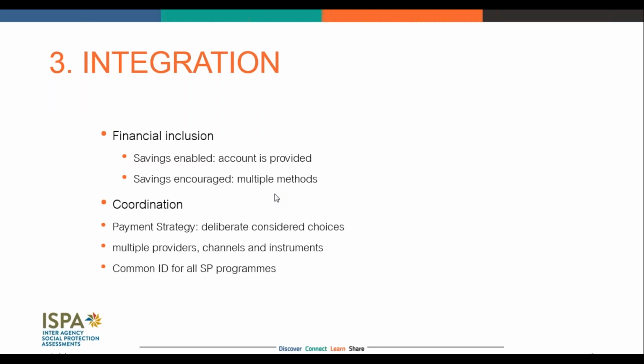So the last of the three criteria, the first criteria being accessibility, the second criteria being robustness. The last one is integration. And integration tends to be a criteria that more mature programs are looking at once they've established their systems. And it's really about how an individual social protection program relates to the broader social protection sector.